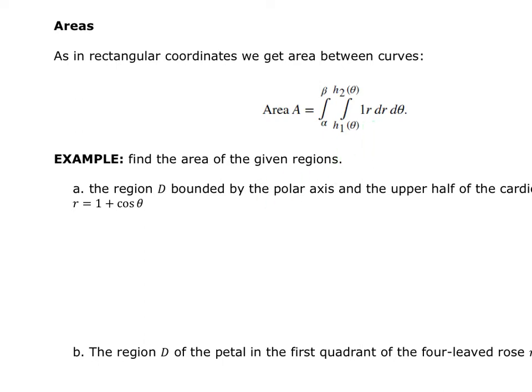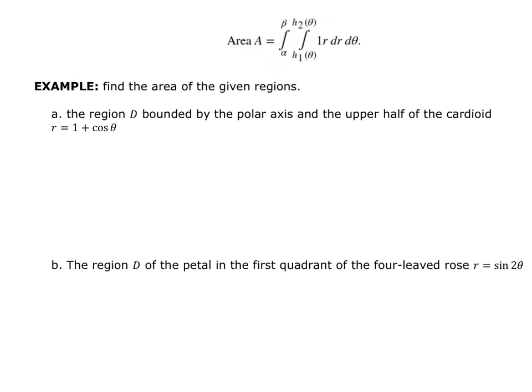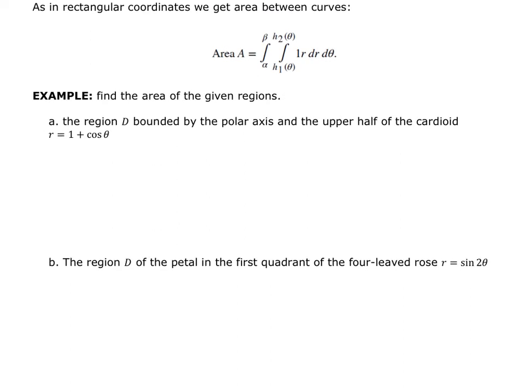So find the region bounded by, they're asking for the area of the region bounded by the polar axes and the upper half of the cardioid. So first of all, let's do a quick little sketch. So this is the polar axes, and then this is my cardioid, very poorly drawn. And what they want is this region right here. That's the region we want.